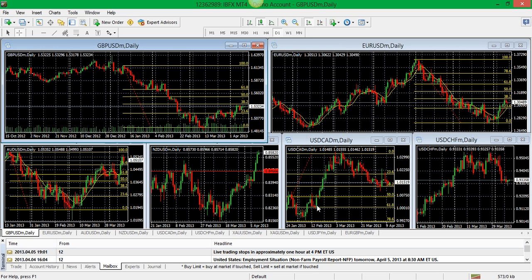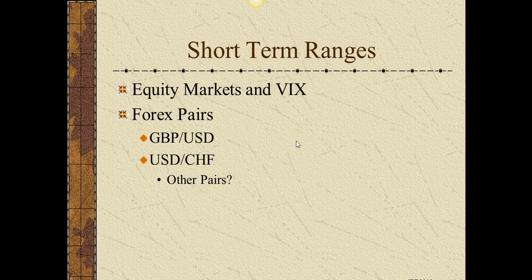Those are the other 2 pairs where the US dollar has been strong. US dollar straight up against the Canadian, now starting to consolidate, and the US dollar up against the Swiss franc and now starting to consolidate. So I actually wrote today's market commentary as a primer on this as far as trading ranges on the shorter term. So let's fly back here into the slides.